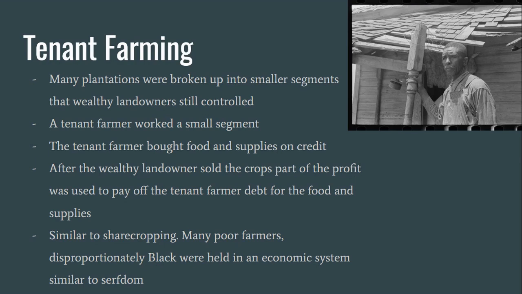The tenant would purchase his food and supplies from a country store on credit, sometimes even owned by the plantation owner. Once the crops were harvested by the tenant farmer and sold by the wealthy landowner, a portion of the profit was used to pay off the tenant farmer's debt for the food and supplies. The system is similar to sharecropping and led to many poor farmers being in debt. They were also disproportionately black and stuck in an economic system similar to serfdom.